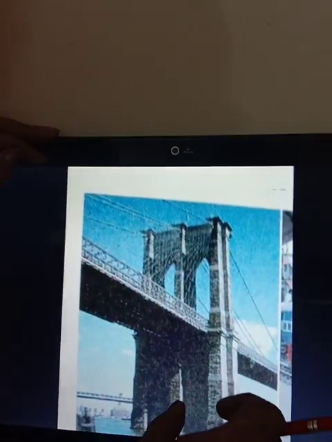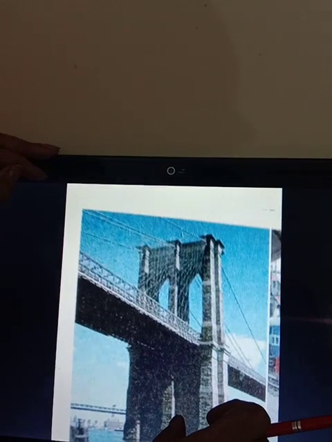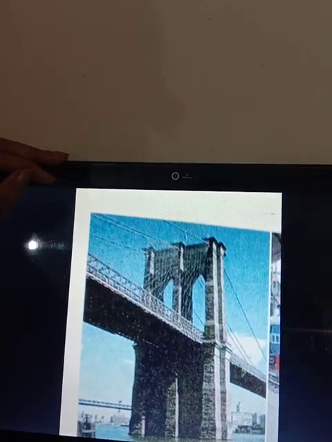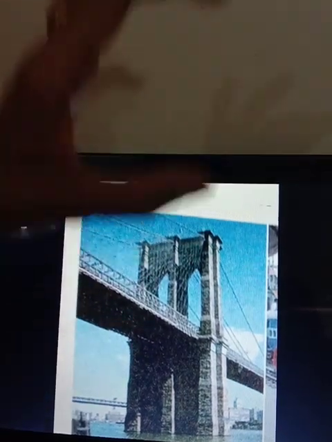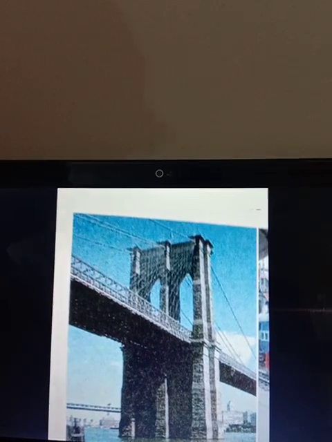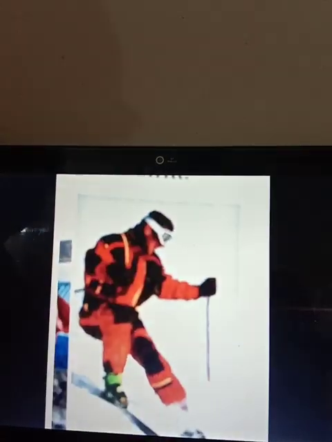The lower poles of the bridges are thicker than the upper poles. So here also we are using the same principle. We are increasing the area to decrease the pressure.